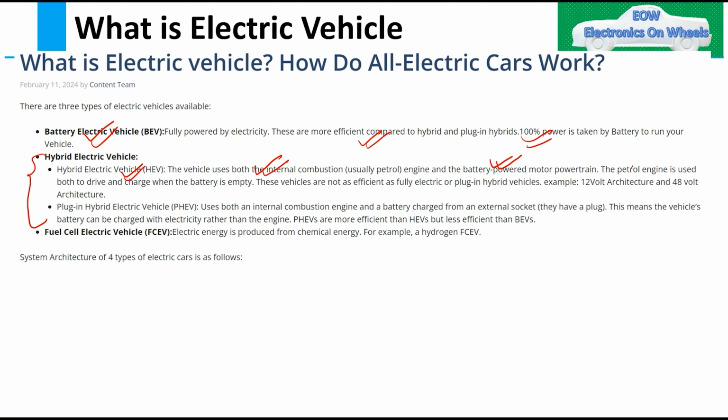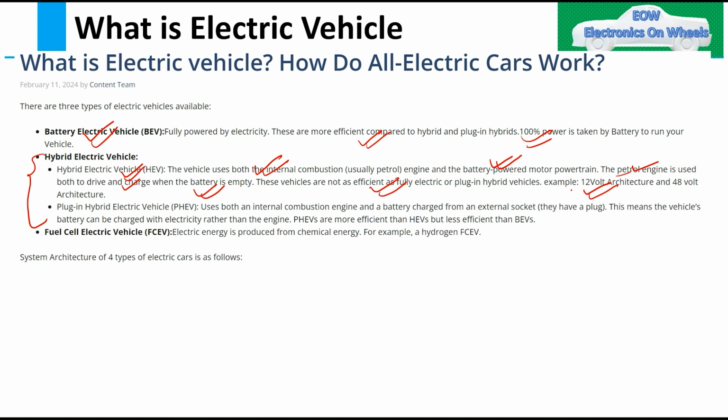So the petrol engine is used both to drive and to charge when the battery is empty. When you have the battery to run your motor, then the battery will be charged through the petrol engine, the combustion engine on which your vehicle is running. This vehicle is not as efficient as fully electric or plug-in hybrid. So what are some examples of hybrid vehicles?